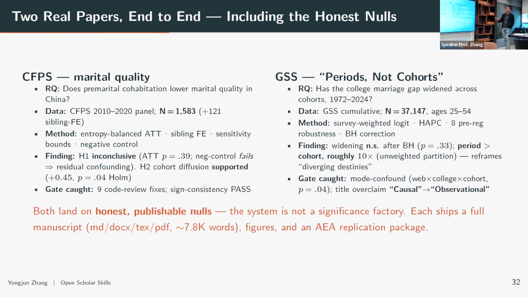That's very important. So here we have 2 papers. One is about quality, another focuses on the college knowledge gap across cohorts. One is using CFDS data, another is using GSS data. So again, I would say we are producing honest results.